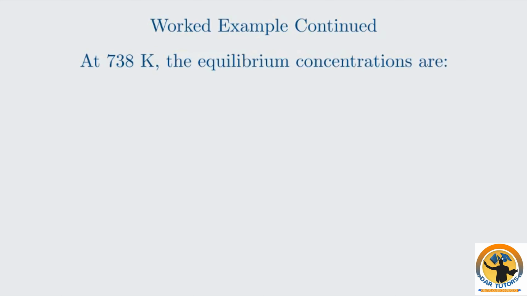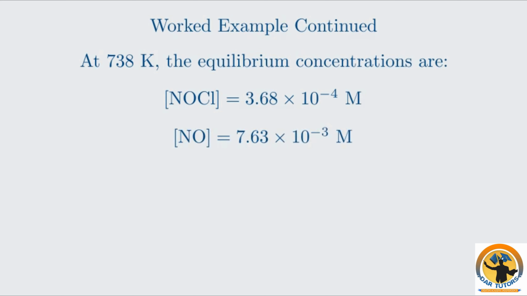Let's extend our worked example to include another temperature, 738 Kelvin. This will allow us to investigate the energy change of the reaction. At this higher temperature, the equilibrium concentrations are different. NOCl is 3.68 times 10 to the minus 4 molar. NO is 7.63 times 10 to the minus 3 molar. And Cl2 is 2.14 times 10 to the minus 4 molar.